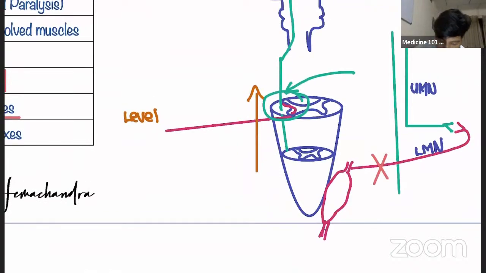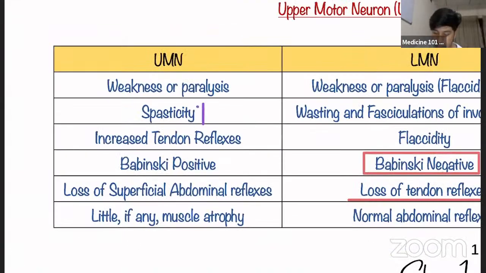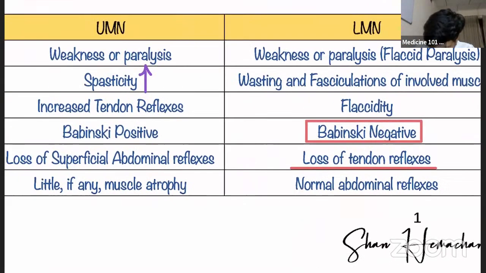But let's say the damage is here. Or let's say the damage is here. Basically the same thing. In the upper motor neuron, then everything goes up. The leg and everything becomes spastic. Like they will be spasming. They will be contracted. And when you use the hammer and hit, they will have sudden increased reflex. Okay? And something called the Babinski sign.